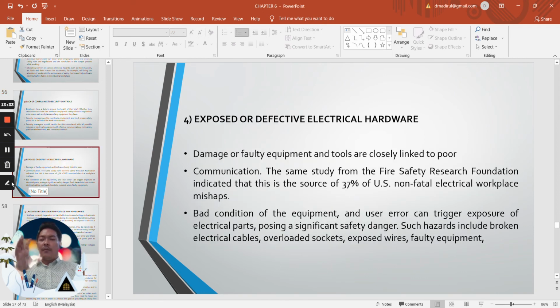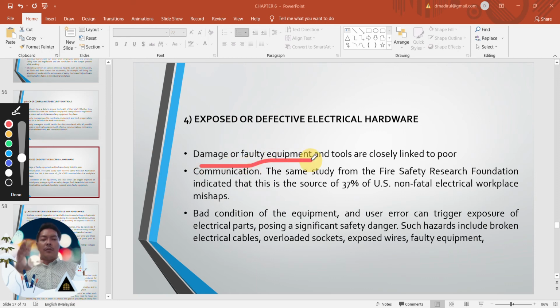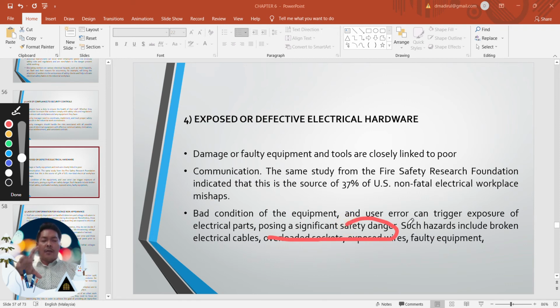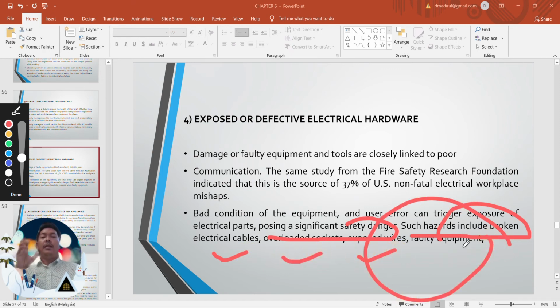Exposed or defective electrical hardware. Damaged or faulty equipment and tools are closely linked to poor communication. The same study from the Fire Safety Research Foundation indicates that this is a source of 37% of US non-fatal electrical workplace mishaps. Bad condition of the equipment or user error can trigger exposure of electrical parts, posing a significant safety danger. Such hazards include broken electrical cables, overloaded circuits, exposed wires, and also faulty equipment.